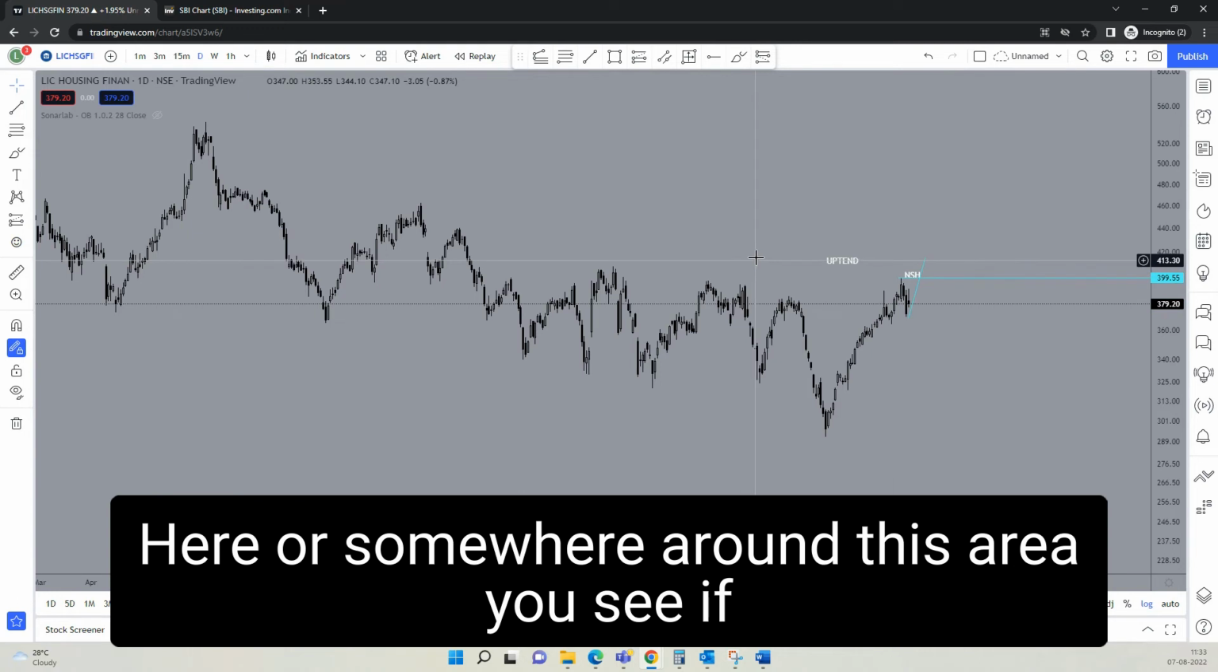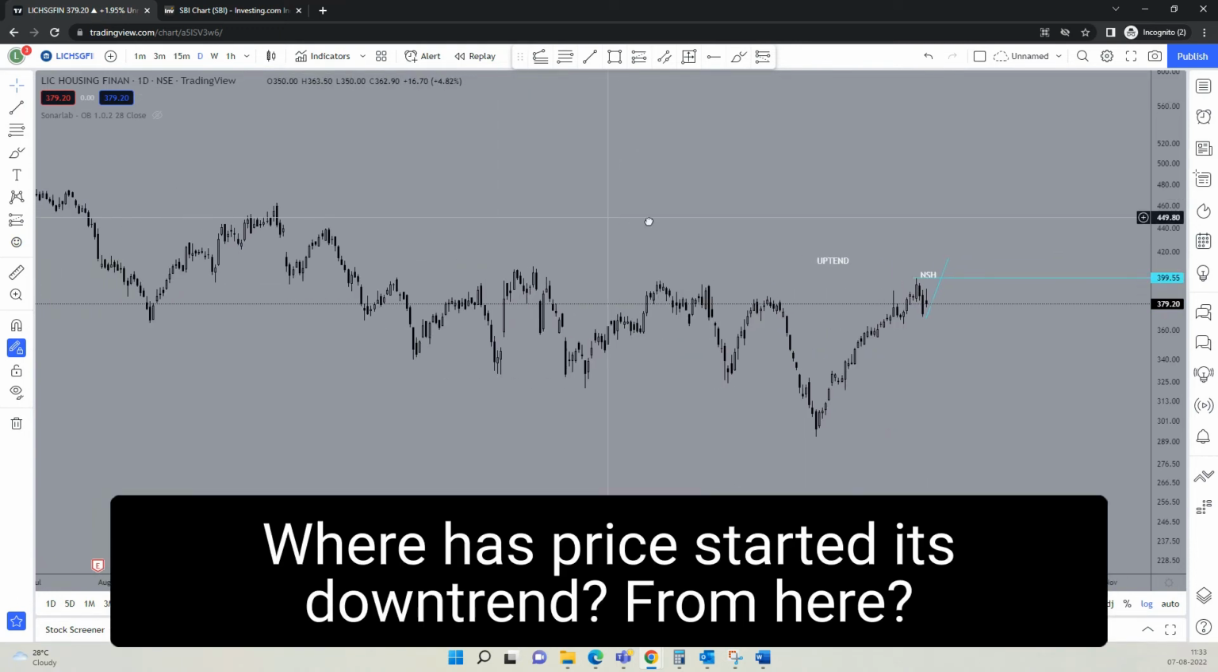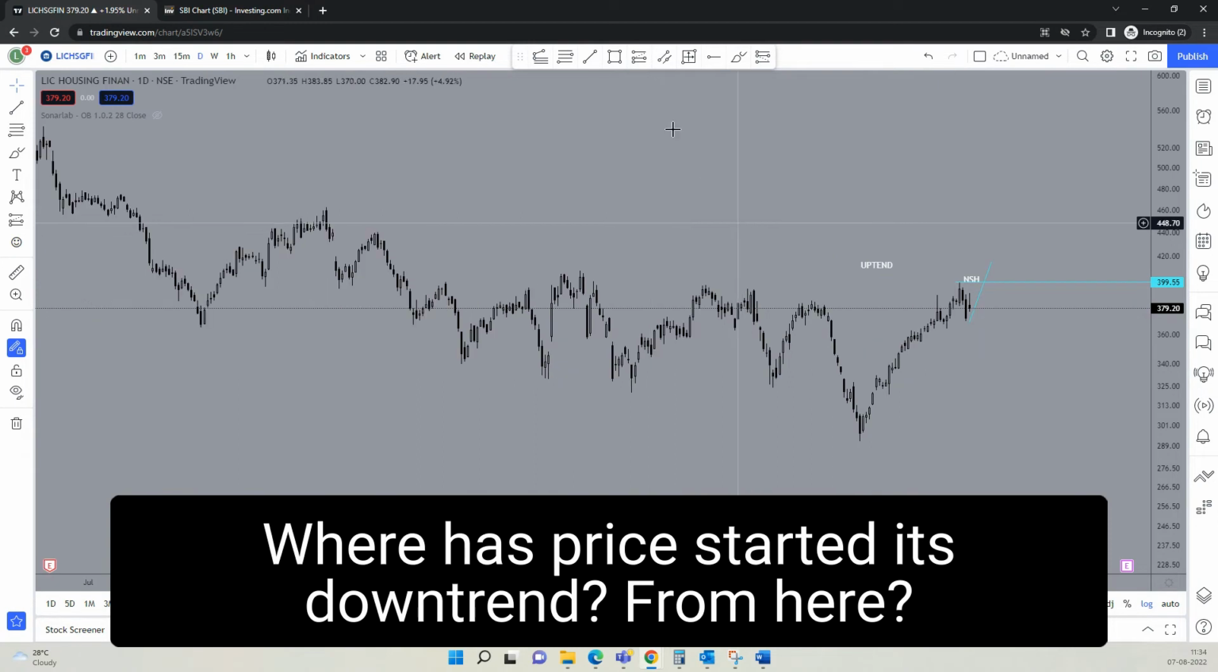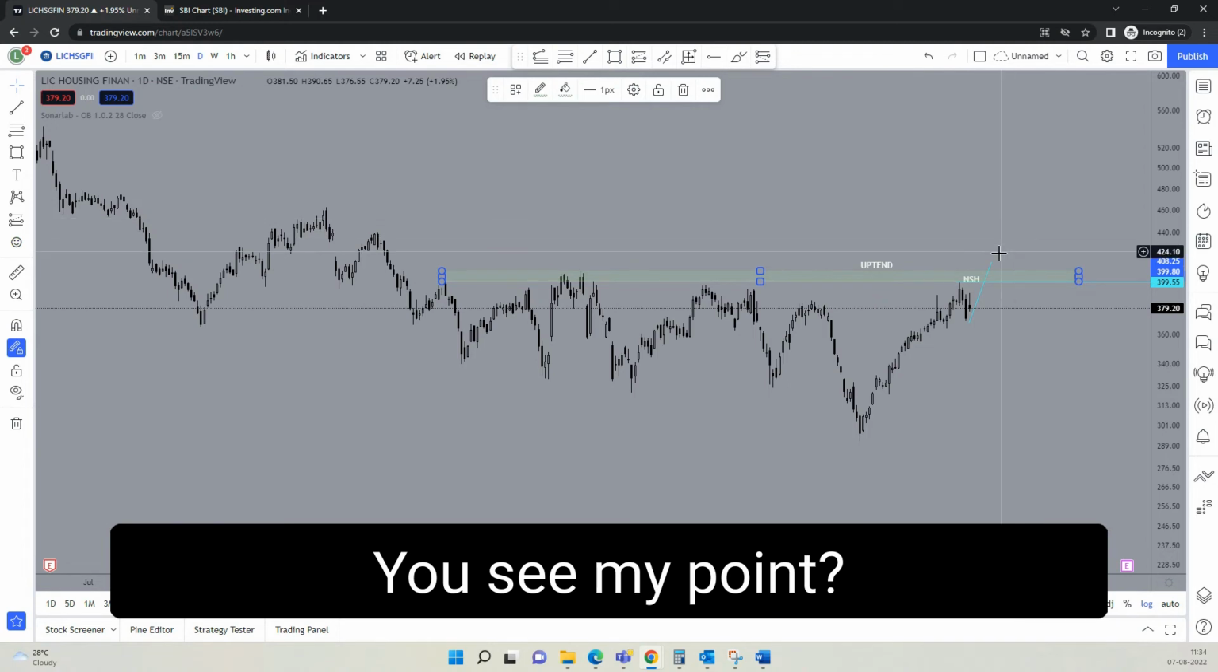You see, if we look to the left, where are the sellers? Where has price started its downtrend? From here, from here. Now this is the area which was dominated by sellers. You see my point?